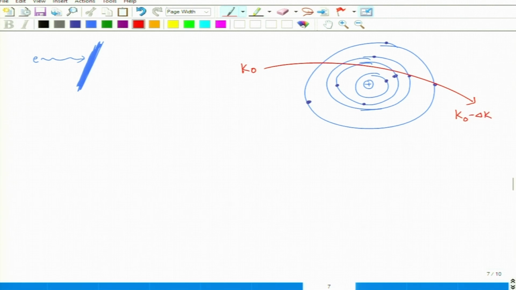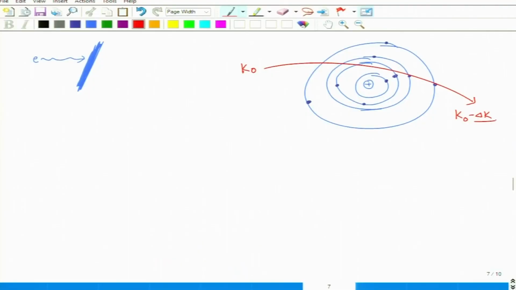Due to the collision with the atom, what happens? The kinetic energy of the electron decreased by del k amount. This amount of energy will be converted into a photon. That photon is actually a photon of an X-ray. That's why the X-ray is produced. So how is the X-ray generated?